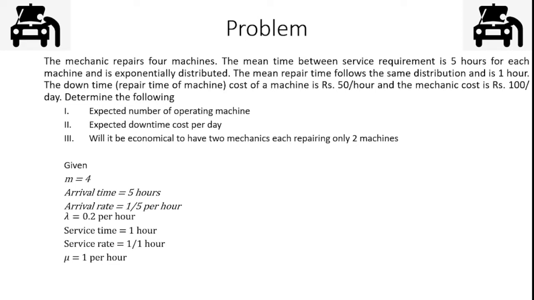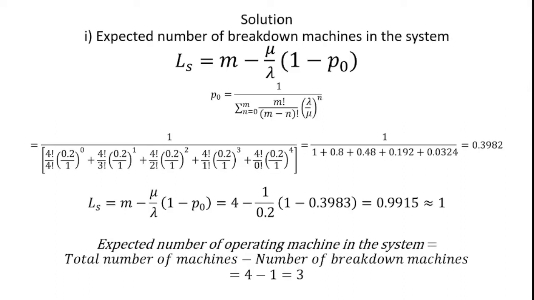Service time is equal to 1 hour. Service rate is equal to 1 per hour, so mu is equal to 1 per hour. The arrival distribution is exponential with rate lambda, and the repair time distribution has rate mu. Likewise, we can collect the data from the given problem. After that, we can move to find the solutions.